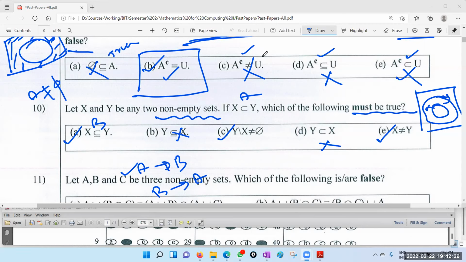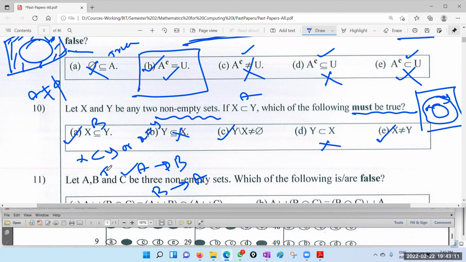Why not A? So why is A the answer? Can you explain? A is the answer. Okay, so now this says X is a proper subset of Y. Proper subset means X is inside and there's no chance of X equal Y. So X is a subset of Y means X is a proper subset of Y or X is equal to Y. Now we know that X is a proper subset of Y.